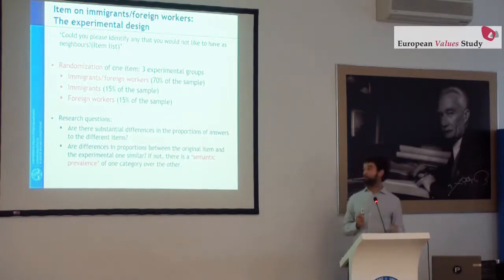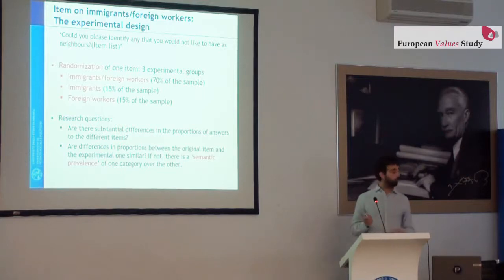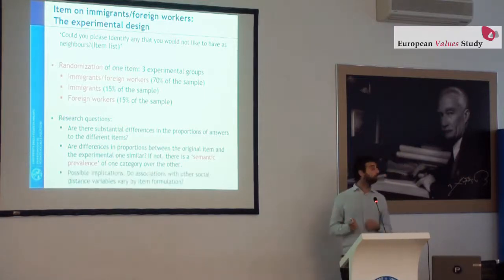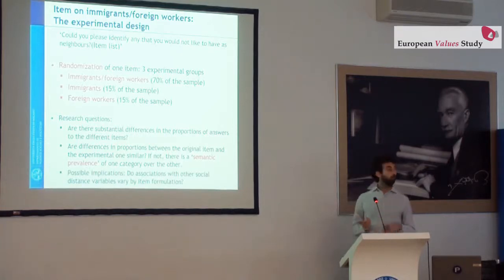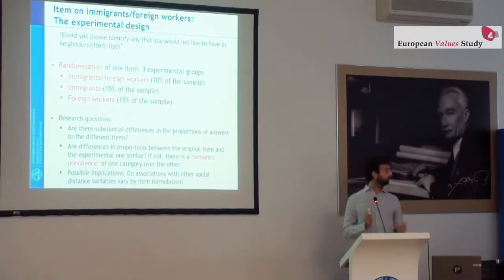Why? If there is an imbalance between the two distributions, for example, if the proportion of immigrants is very similar to immigrant foreign workers and largely different to the one of foreign workers, we can say there should be a prevalence of one category over the other. And so we should also look at possible implications of this, whether the associations with the other social distance measures vary by the item formulation.